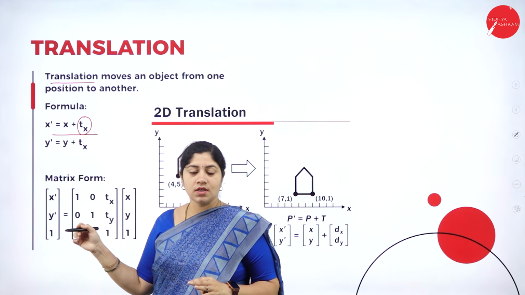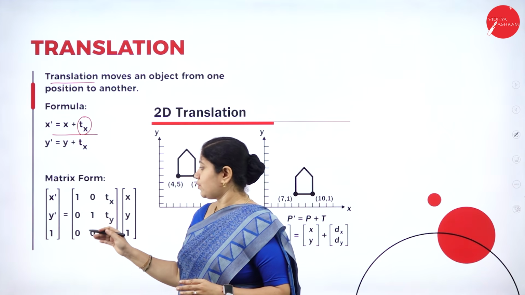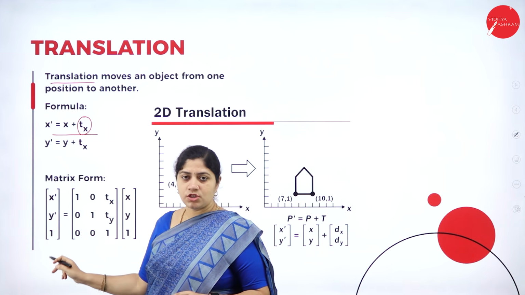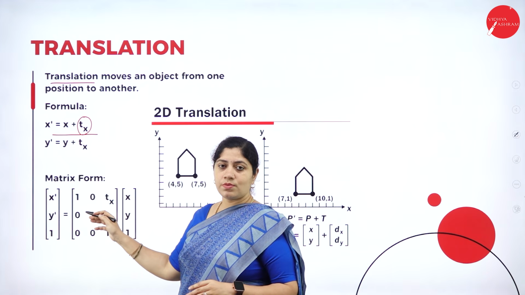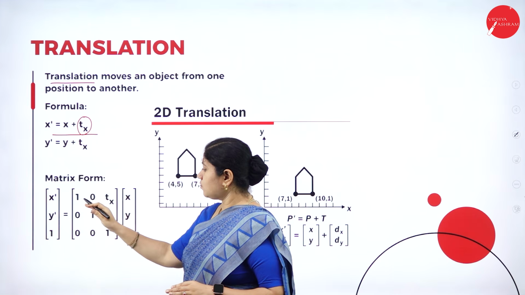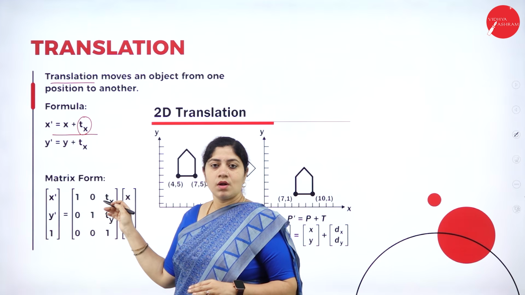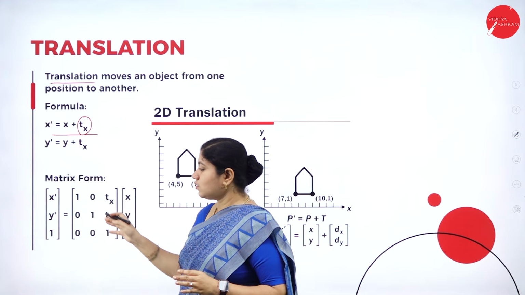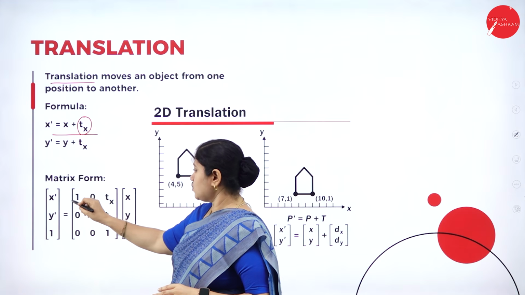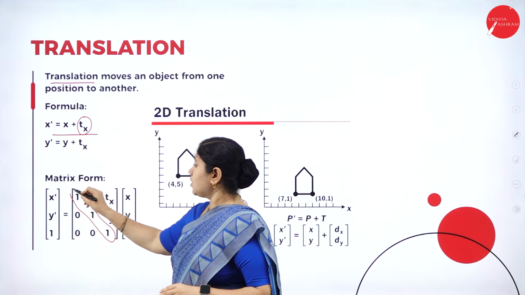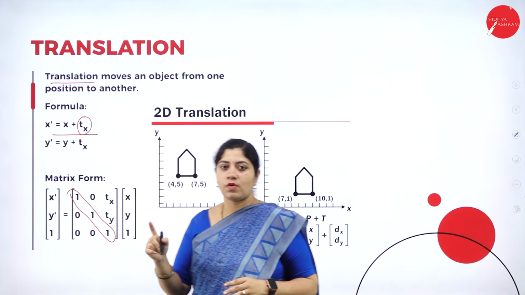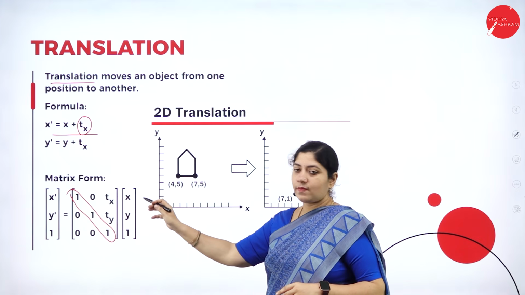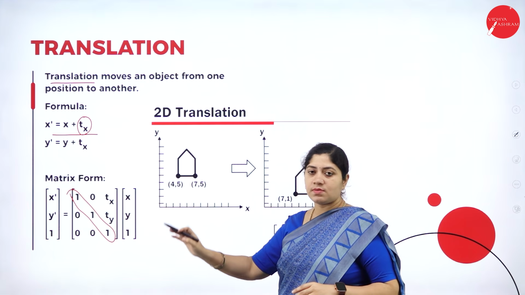Next, let's see the representation in matrix form. So x dash, y dash, 1. All right. In this matrix, we know that our tx and ty positions have to be updated with the translations. And what about the rest? The principal diagonal elements will all be considered as unit value. Then it will be multiplied by x, y and a simple one.